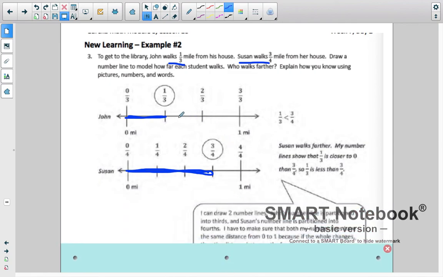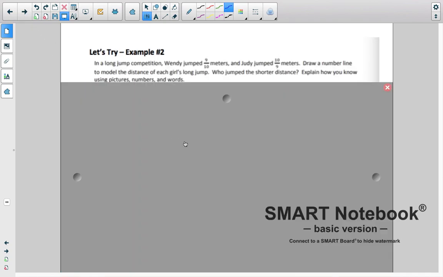And we did that by drawing the number line. We drew John's number line in thirds because he said that he walked 1/3 mile from his house. And Susan said that she walked 3/4. So we did it in fourths. We did the number line in fourths. But we can look, if I compared it like this, well, we can see that Susan walks a lot more than John does. All right, now it's our turn to try it.